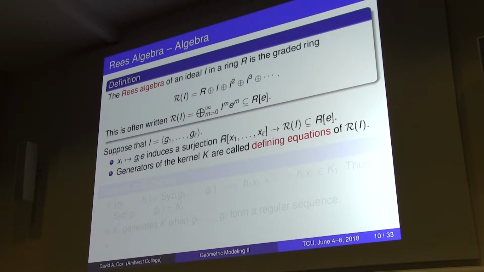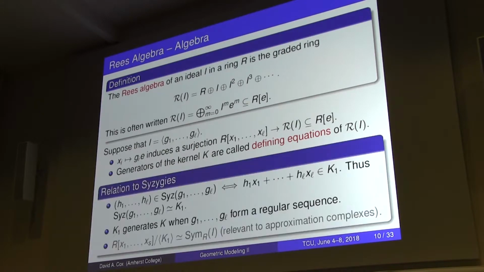In commutative algebra, these are sometimes called defining equations of the Rees algebra. And of course, the relation to Syzygies is: if I have a Syzygy, then it becomes an element of this ring, and being a Syzygy means that I'm actually in the kernel K, but in degree 1. So 1 refers to the grading in the x variables. And so the Syzygy module is basically the degree 1 part of the kernel.